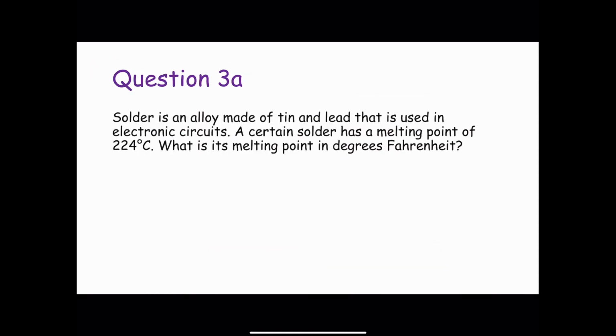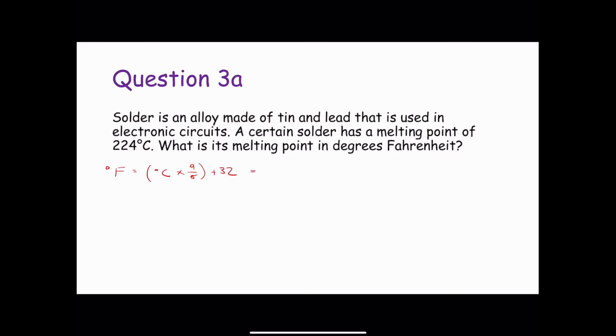Let's try a question. Solder is an alloy made of tin and lead that is used in electronic circuits. A certain solder has a melting point of 224 degrees Celsius. What is its melting point in degrees Fahrenheit? Well, to solve this, I'm going to use the formula that was shown on the previous slide, which is degrees Fahrenheit is equal to degrees Celsius multiplied by 9/5 plus 32. You're going to have to know this formula for your first exam.